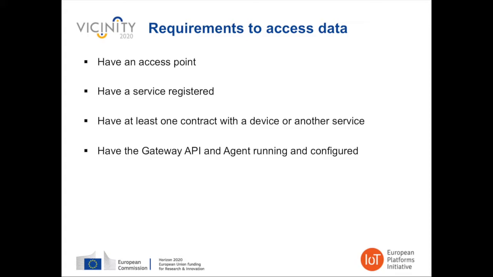First, the requirements are these. We need to have an access point, a service registered and related to the access point, at least one contract with a device or another device, and then we need to have the gateway AP and the agent running and configured. Let's see how these requirements should look like in the neighborhood manager and in your laptop.